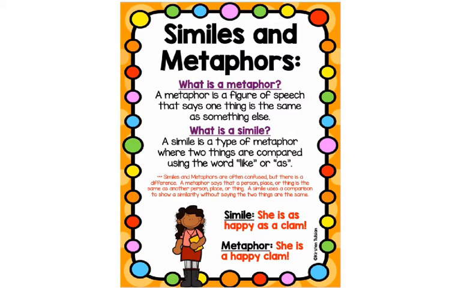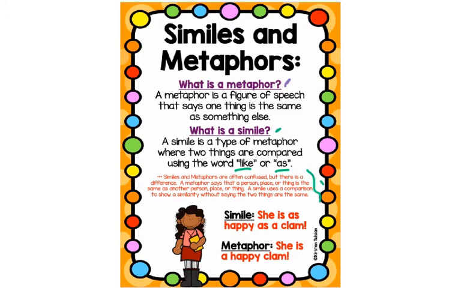So another type of comparison is called a metaphor. So what is a metaphor? A metaphor is a figure of speech that says one thing is the same as something else. Versus a simile, which we know is a type of metaphor where two things are compared using the words like or as. If you'll remember from yesterday, I said that would be very important because that is the way that you distinguish or tell the difference between these two types of figurative language.